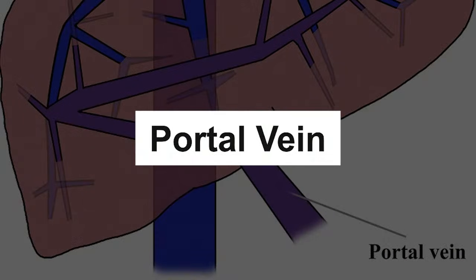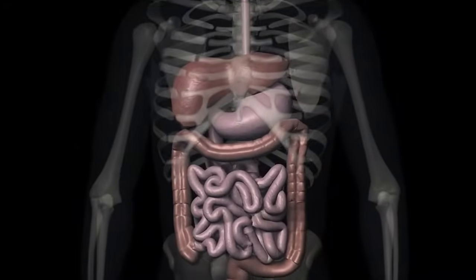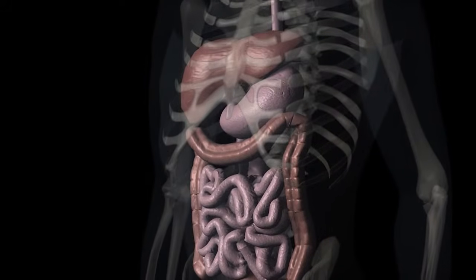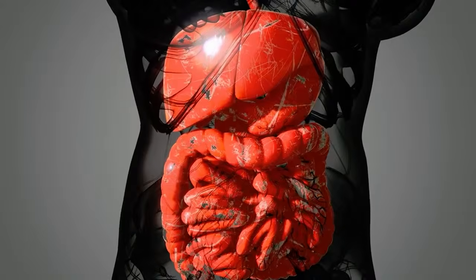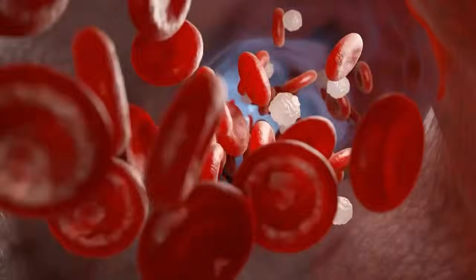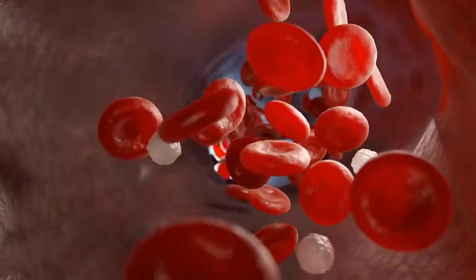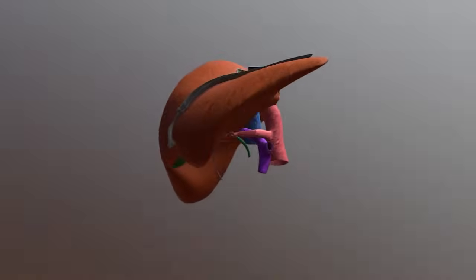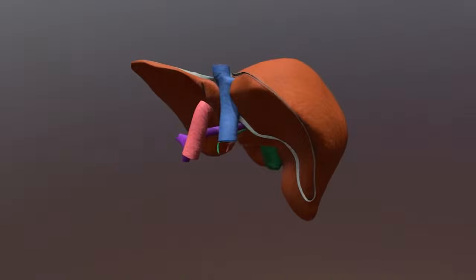Portal vein. The portal vein is a major blood vessel that carries nutrient-rich blood from the digestive organs to the liver. It collects blood from the stomach, intestines, spleen, and pancreas and delivers it to the liver. This blood is rich in the products of digestion, including nutrients and toxins. The liver plays a vital role in processing these substances and regulating blood sugar levels.